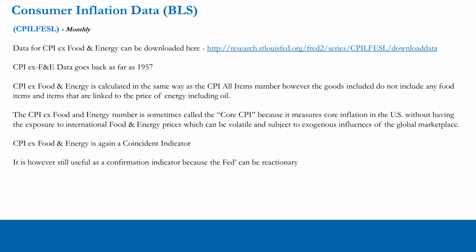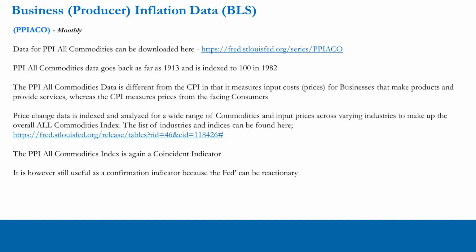All items, including food and energy, and X food and energy. So the CPI all items and the CPI X food and energy. What about businesses? Well, we have a measure for inflation for businesses as well. This is called the Producer Price Index, so the PPI. And the data for PPI, all commodities, can be downloaded again following that link at the St. Louis Fed. The data goes back as far as 1913 and it's indexed to 100 in 1982.